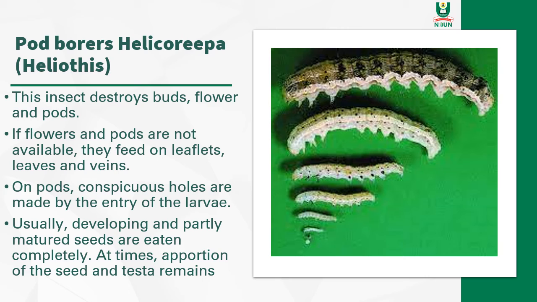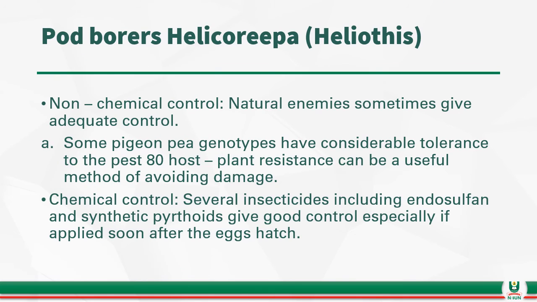You can see the larvae here, this is the life cycle. You can see the egg, it goes on and on like that till you get these very large larvae over here. Usually it develops on partly matured seeds, and they completely destroy the seed. At times a portion of the seed and testa remains, but they just feed on the endosperm of the seed.